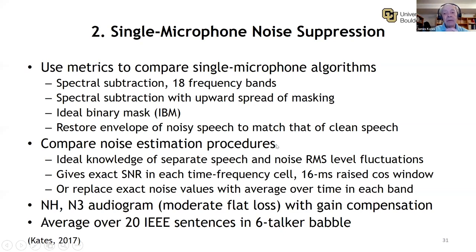For every time frequency cell in your processing, you assume you know exactly what the noise power is and exactly what the speech power is, and you can decide what gain you want to apply to that cell. But in the real world, we don't have that kind of ideal knowledge. The best we can hope for is a good estimate of the average noise power. We don't know the fluctuations in detail over time, especially not when speech is also present. We looked at normal hearing and a moderate flat loss audiogram and averaged over several sentences.